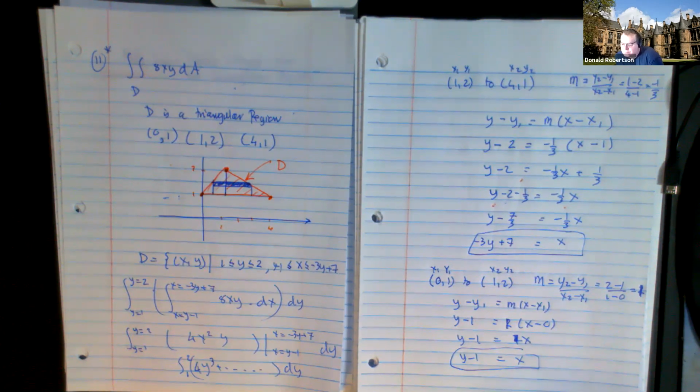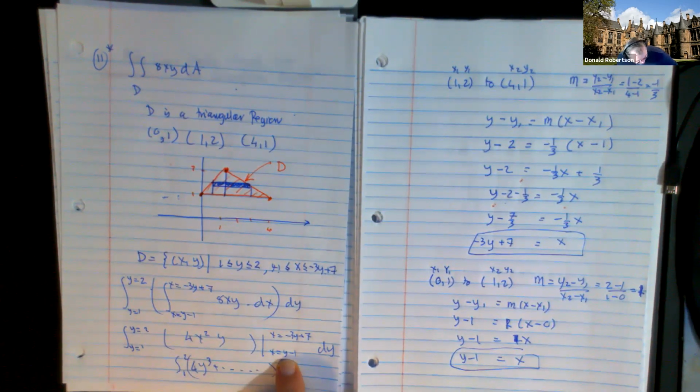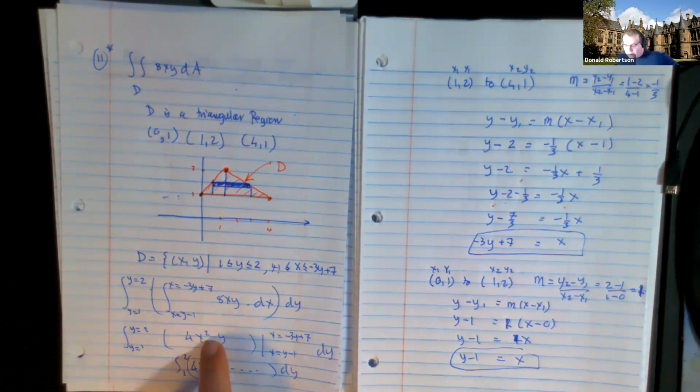And so we can imagine 4 times negative 3y plus 7 squared times y, take away 4 lots of y minus 1 bracket squared times y, foiling it out, collecting like terms, and then you're finished. Are we good?